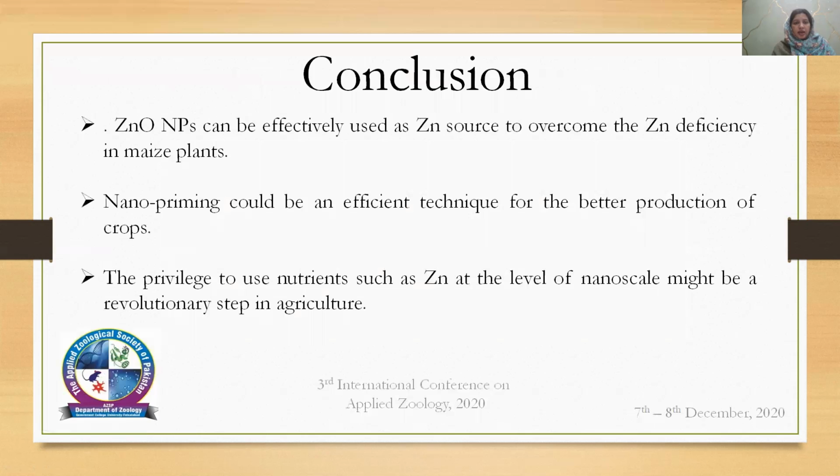So in the end, our conclusion is that zinc oxide nanoparticle can be effectively used as a zinc source to overcome the zinc deficiency in maize plant. And nanopriming could be an efficient technique for the better production of the crop. So zinc used at nanoscale is a revolutionary step in agriculture.